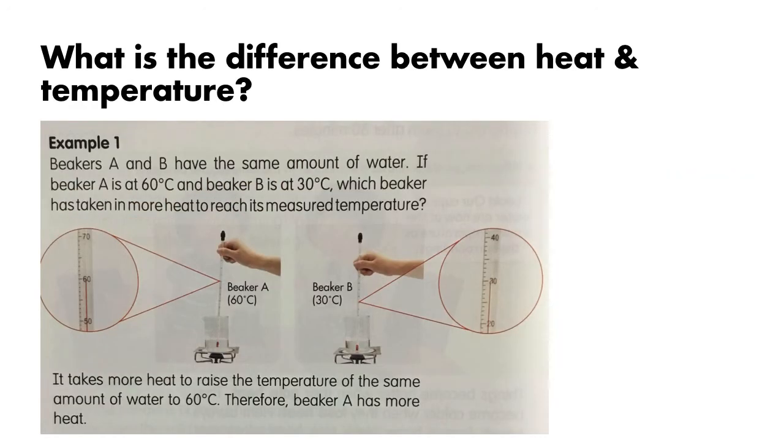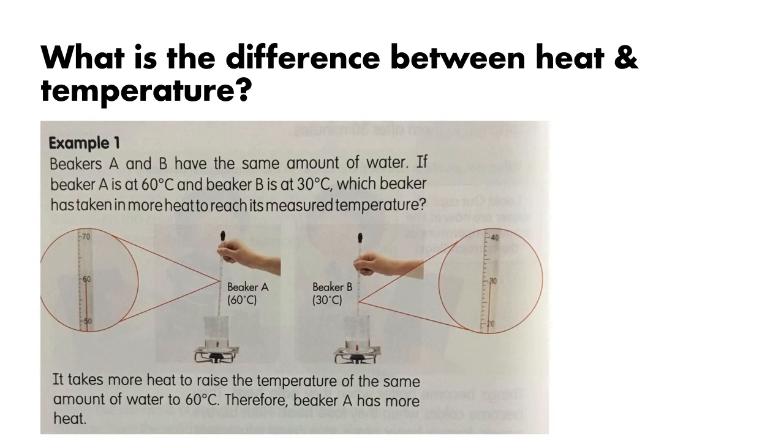Okay, now, what is the difference between heat and temperature? So heat, we know, basically is energy. Temperature is a measure of how hot or cold a body is. How about heat? Heat is a form of energy. So heat and temperature are related. That means the higher the amount of heat, the higher the temperature. The lower the amount of heat, the lower the temperature.